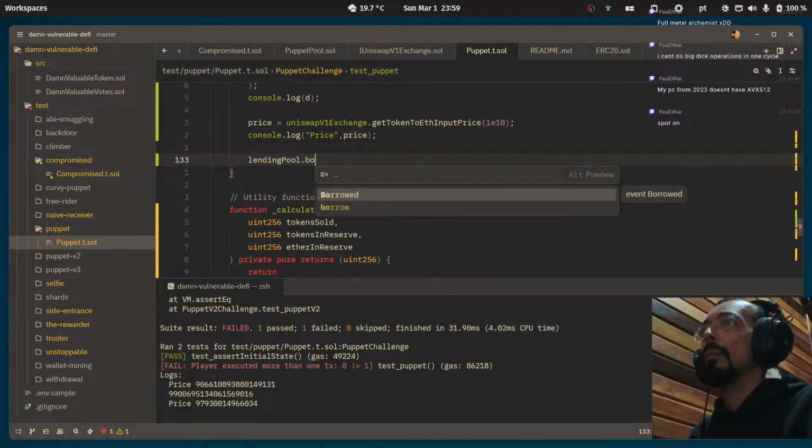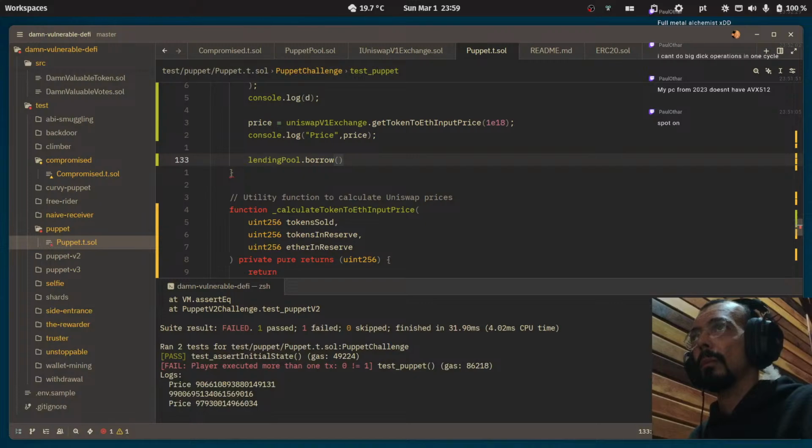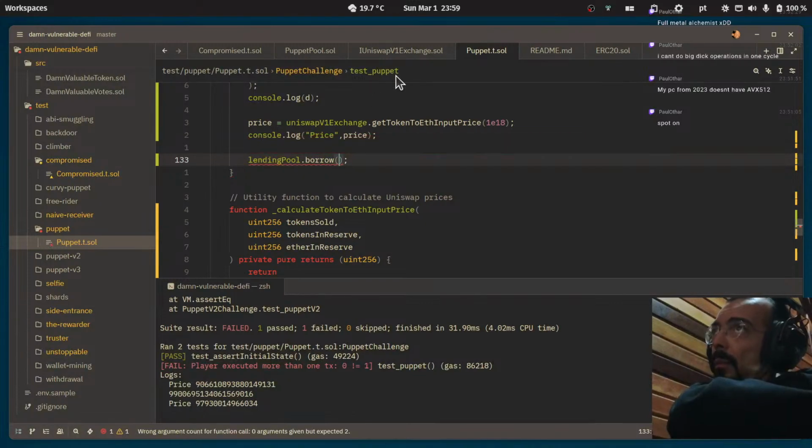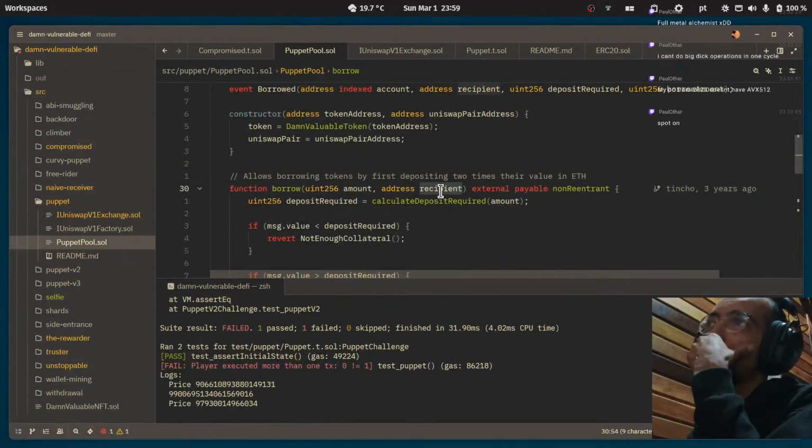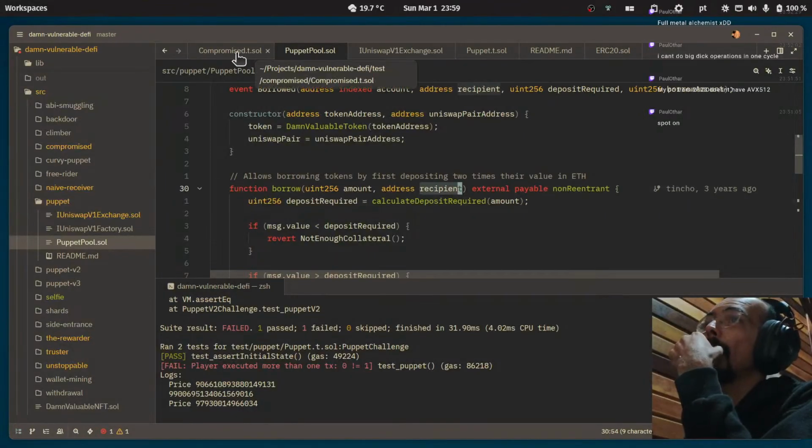Terrible. Borrow. Okay, at least that works. That's not working. Amount in recipient. Okay, I'm gonna give myself, right?